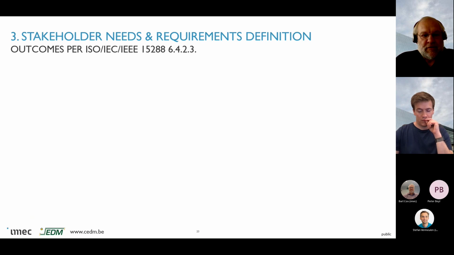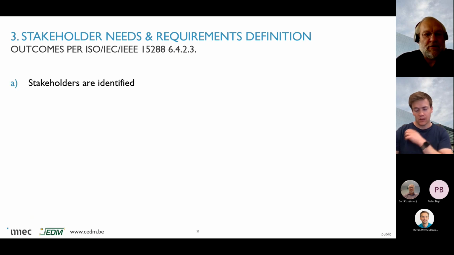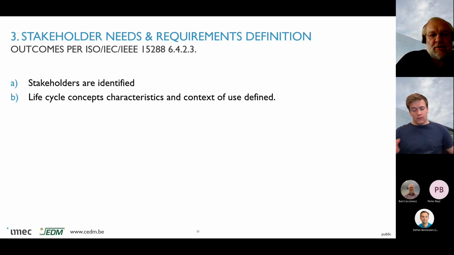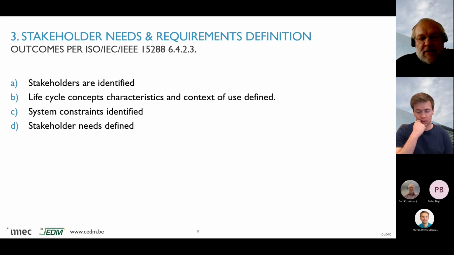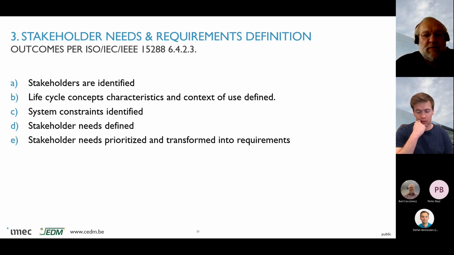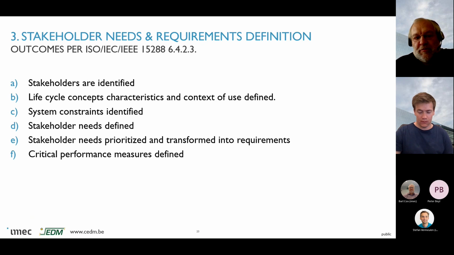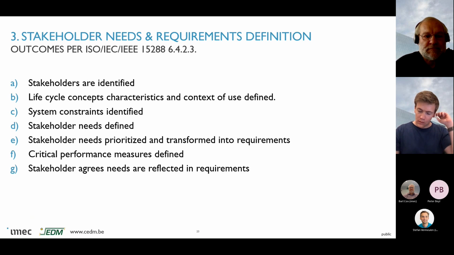This results in a list of outcomes. The stakeholders are identified, the lifecycle concepts, characteristics, and context of use are defined, the system constraints are identified, the stakeholder needs are defined. We have prioritized them and transformed them into requirements. We have some critical performance measures defined. That is, how can we measure, check, verify whether the requirements are met.